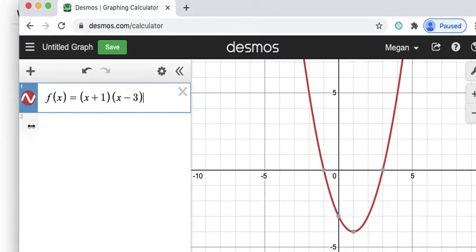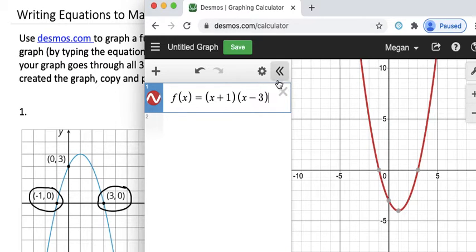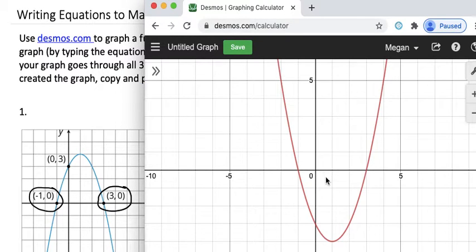Okay, so if we compare that to our graph in the picture, we can see that it's not quite right. I have the correct intercepts. I have the x-intercepts at -1 and 3, but the graph is upside down. And you might remember from an earlier activity that when we have a parabola that opens downward, that means that we have a negative sign in front of x squared.